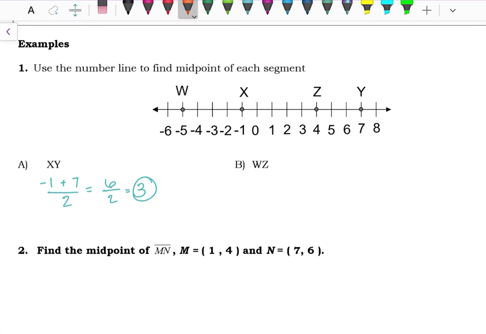Next is w and z. W is here, z is here. W is at -5, and z is at 4, so I'm going to add those together and then divide by 2. -5 plus 4 is -1 over 2. That does not divide evenly, so that'll be our answer. So our midpoint is at -1/2.